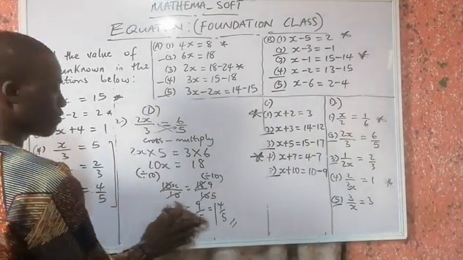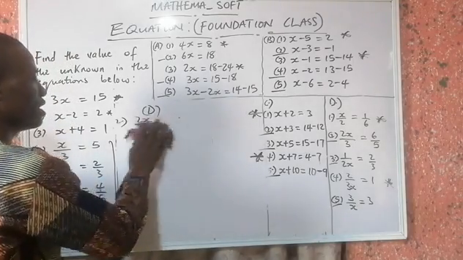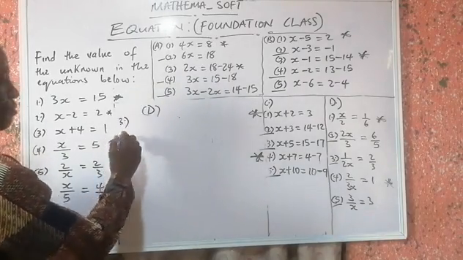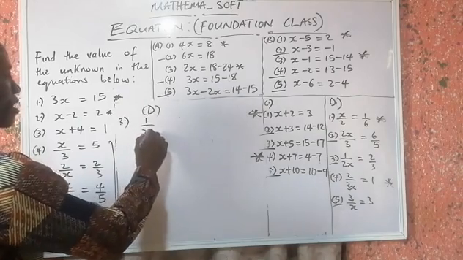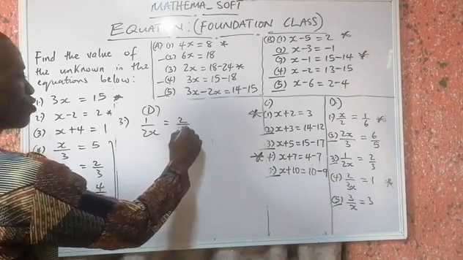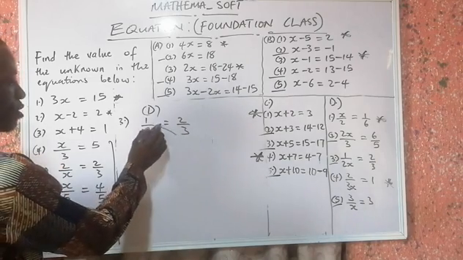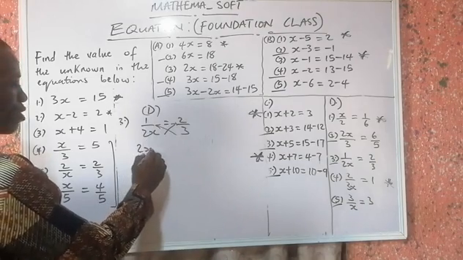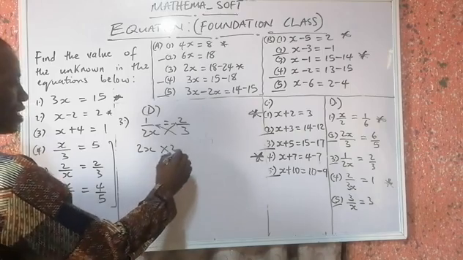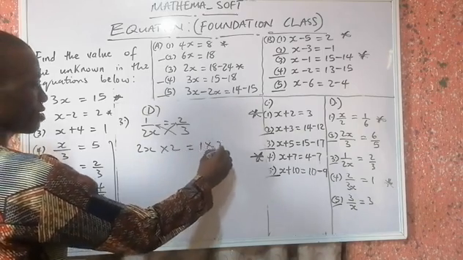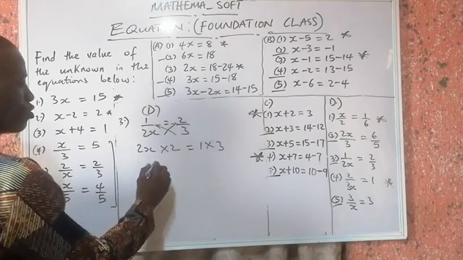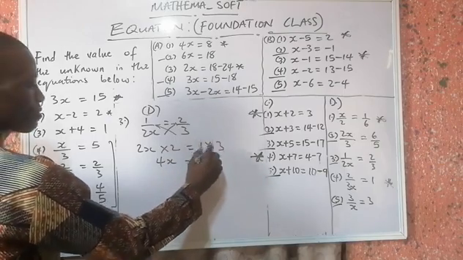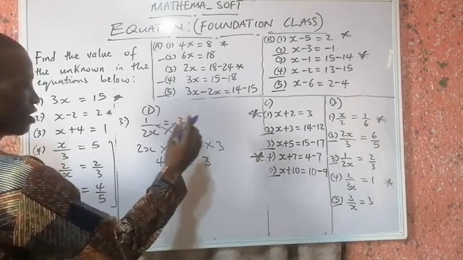The next question I'm solving with you is number 3 under category D. 1 over 2x equals 2 over 3. So cross multiply. So I have 2x times 2 equals 1 times 3. 2x times 2 will give me 4x, equals 1 times 3, which will give me 3.